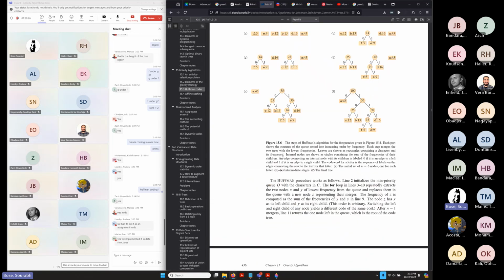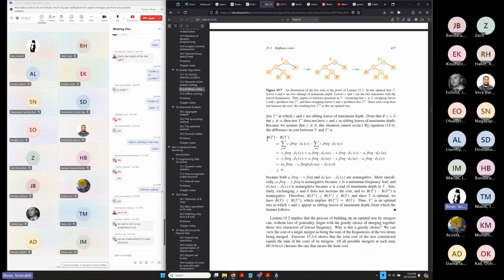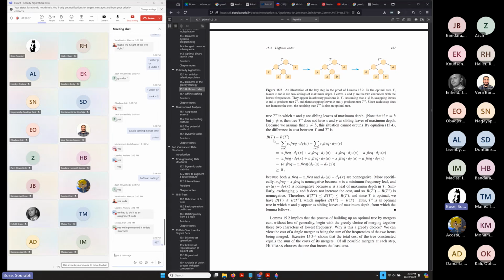I just want to show one thing and we are done for today. Here is how the proof of Huffman coding looks. This is on page number 437. You see that it is creating a tree, subtracting the tree, the new tree, and it is showing that the old tree had a larger cost compared to the new tree. It is computing that with respect to the cost function, subtracting this tree's cost function from that tree's cost function, expanding that out and then solving it.